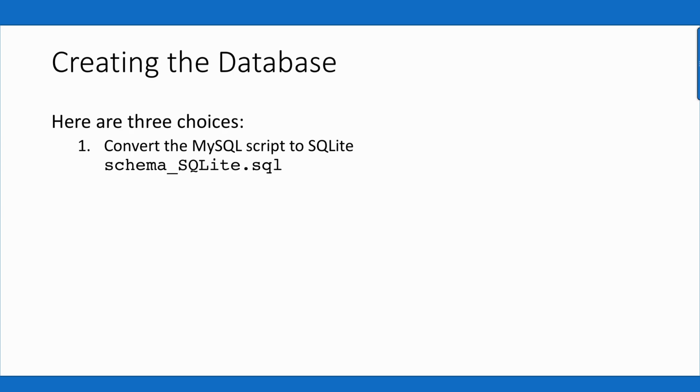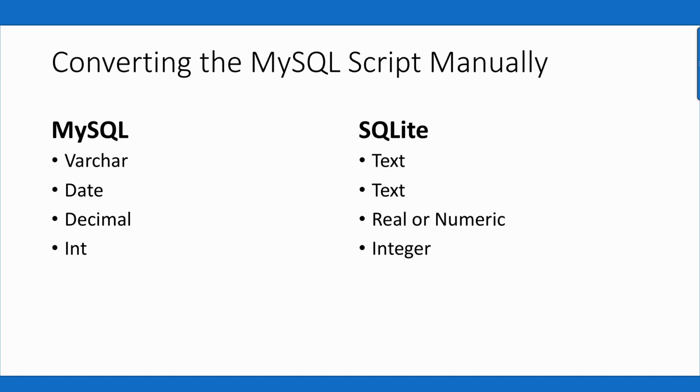Creating the database. The first step is to convert the MySQL query into an SQLite query. It means manually editing the original query. The original MySQL script uses the following data types: varchar, date, decimal, and int. For SQLite, these MySQL data types must be converted. Varchar becomes text, date becomes text, decimal values become real or numeric, int becomes integer.